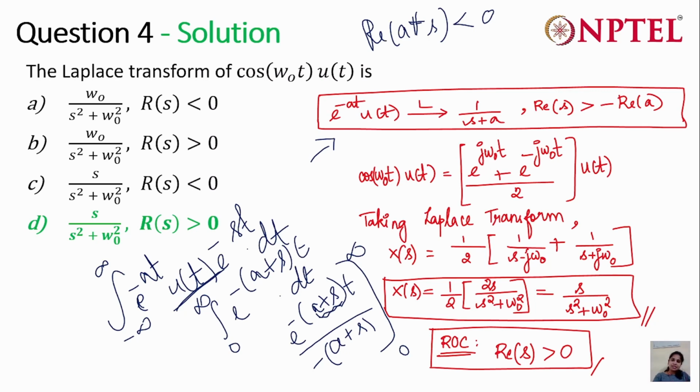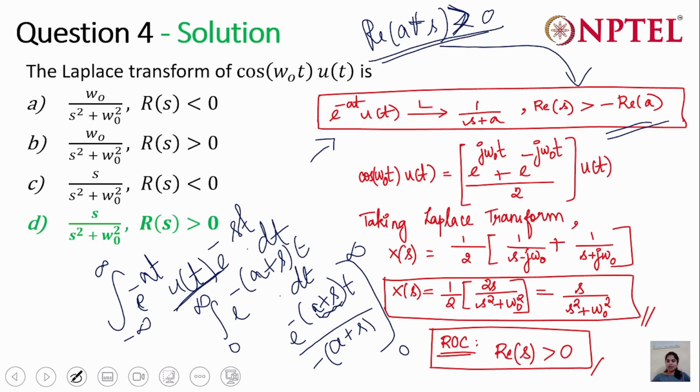So the real part of a plus s has to be greater than 0 for this integral to converge. That is how we derive this ROC. So for this to happen, the real part of s has to be greater than minus real part of a. So that's what I told in the previous question. To find the ROC, you should find for what value of s does your integral converge. Is this clear?